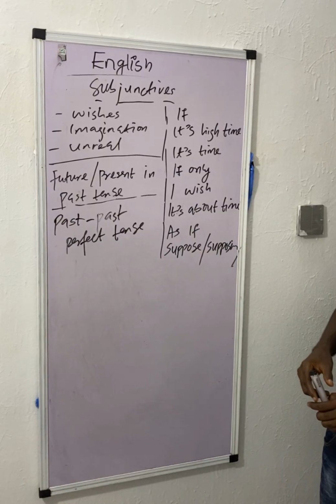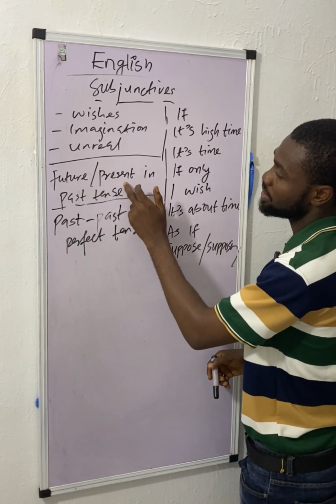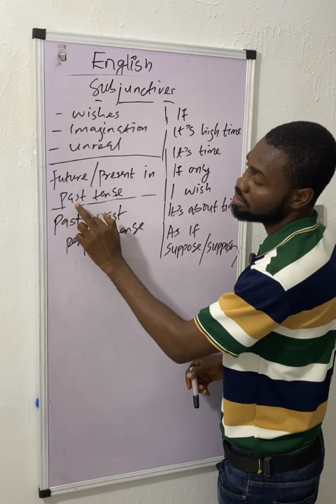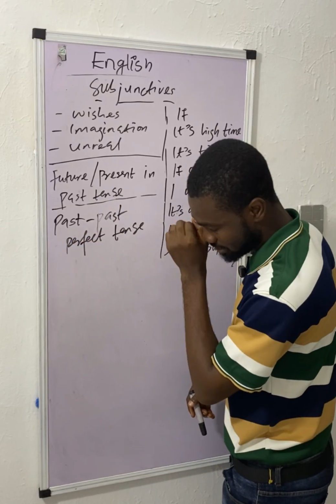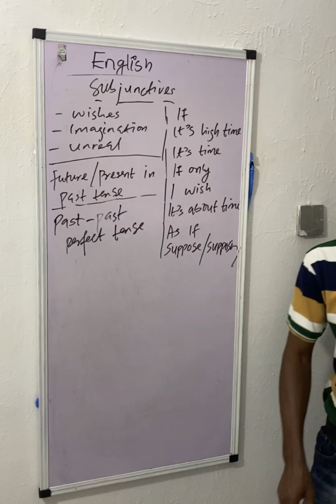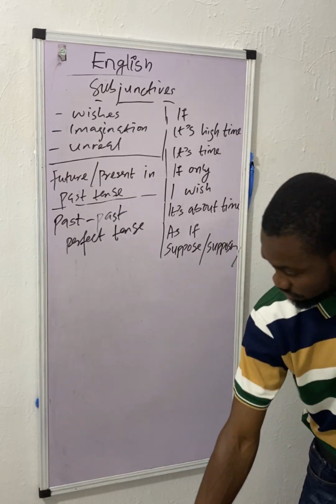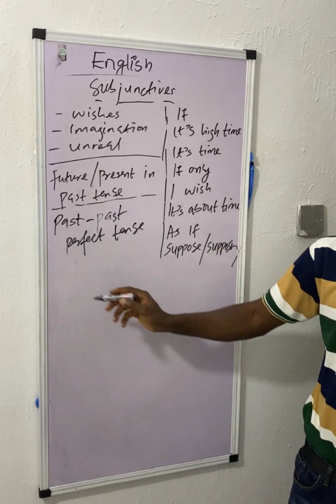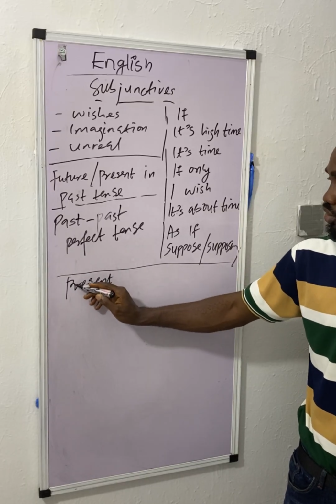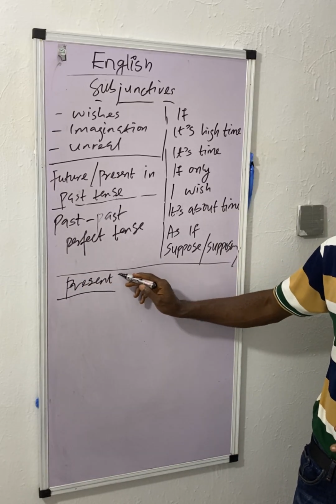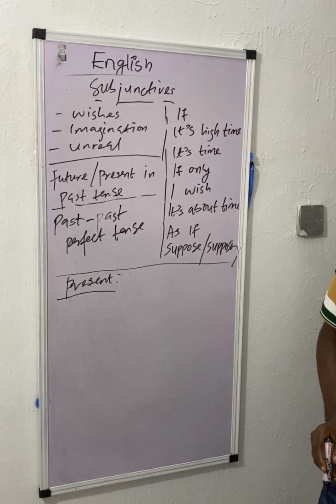All right. So don't forget this golden rule. Future and present situation, you express it in what? In past tense. Past situation, you express it in past perfect tense. We've already treated tenses now, right? Now let's look at the present first of all. Present, expressing present situation. For the present, we have an example like if I were you.